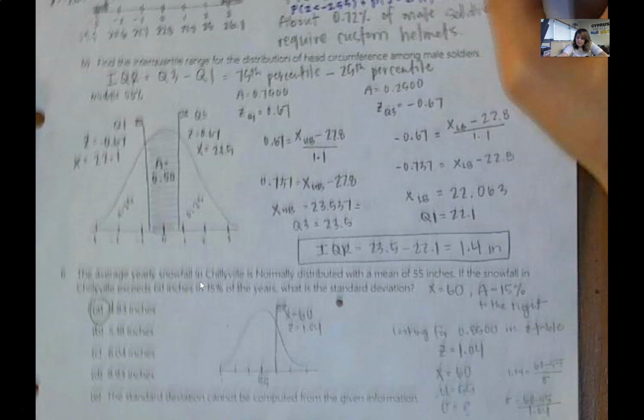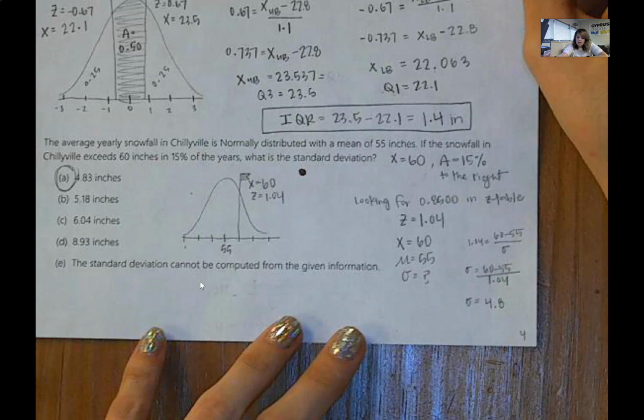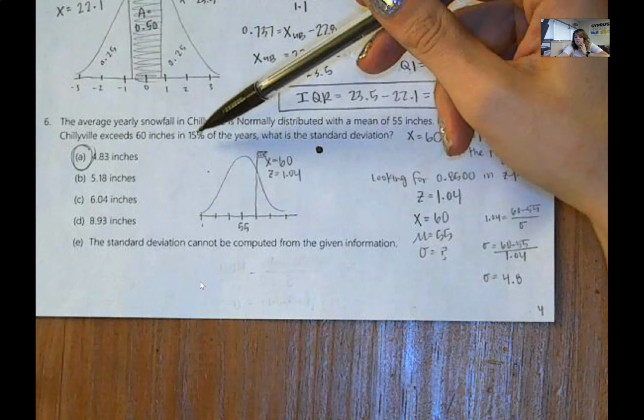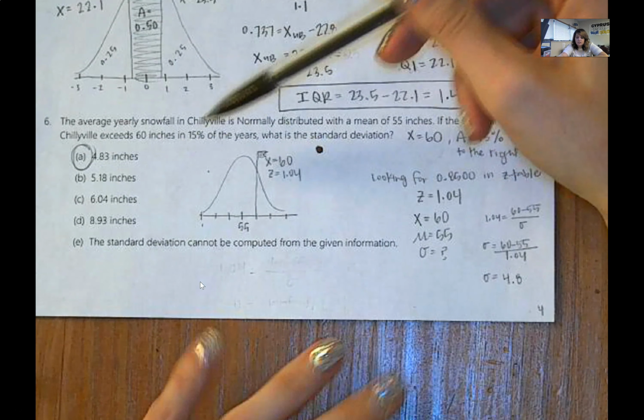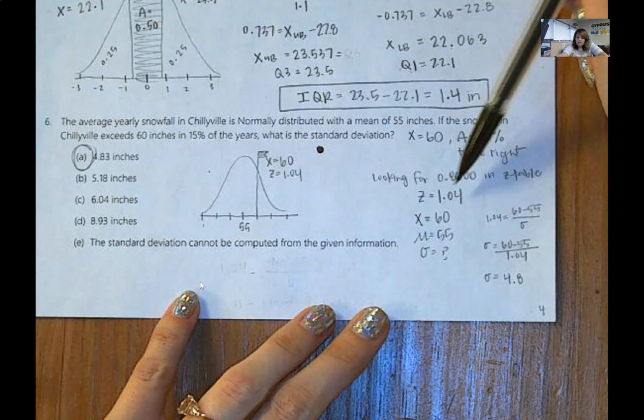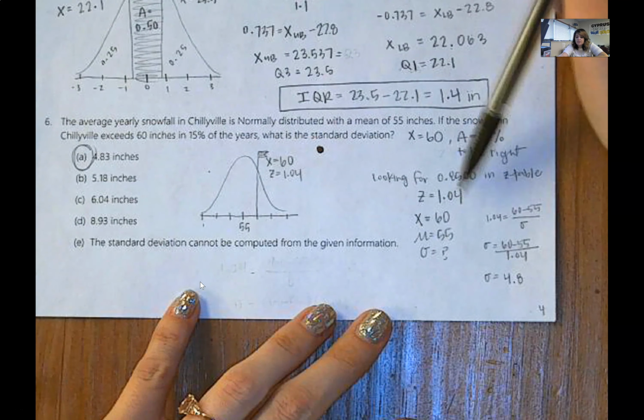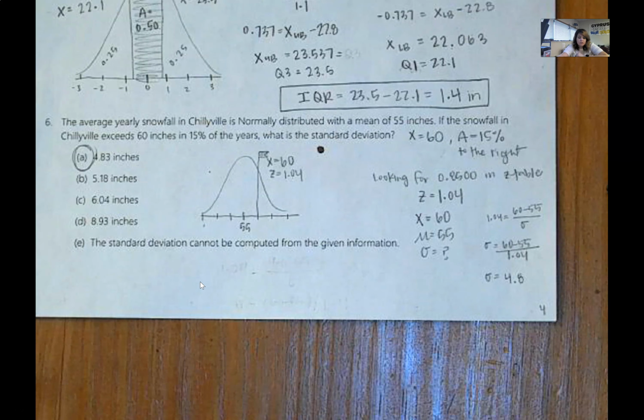Then lastly, we are given an area of 15%, and we are asked to use that area to first find a Z and then solve for a standard deviation. So for number 6, I have alpha.